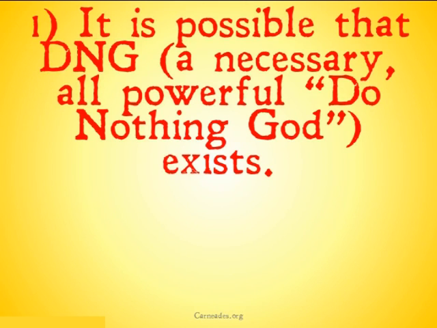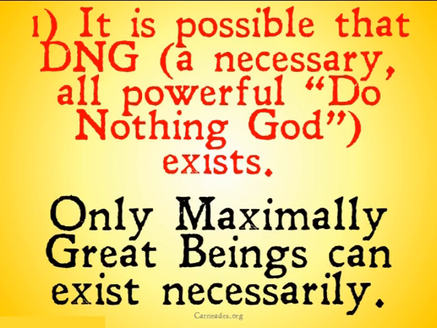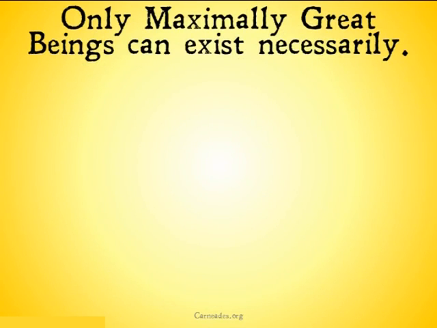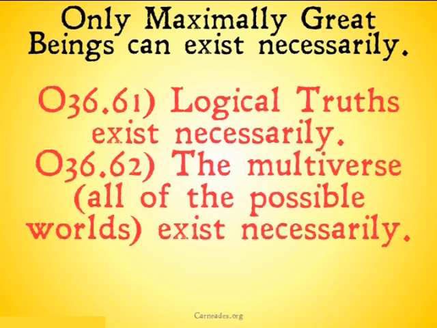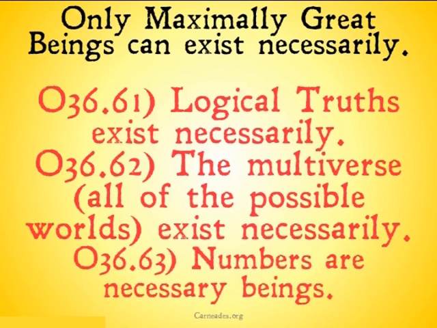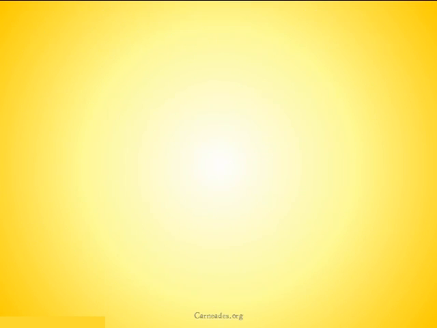36.6. You might also say that we could object to the first premise, it's possible that DNG, a necessary all-powerful do-nothing God, exists, saying that only maximally great beings can exist necessarily. I'm a little worried about this, though, because there seem to be a lot of other kind of neutral things that exist necessarily. Logical truths don't seem to be good or bad, 36.61. The multiverse, just existence, doesn't seem to be necessarily good or bad, but exists necessarily. And 36.63, numbers, which are surely not good or evil, seem to be necessary beings. I don't know. Some theists may think the number 6 is pretty evil at the end of this video.